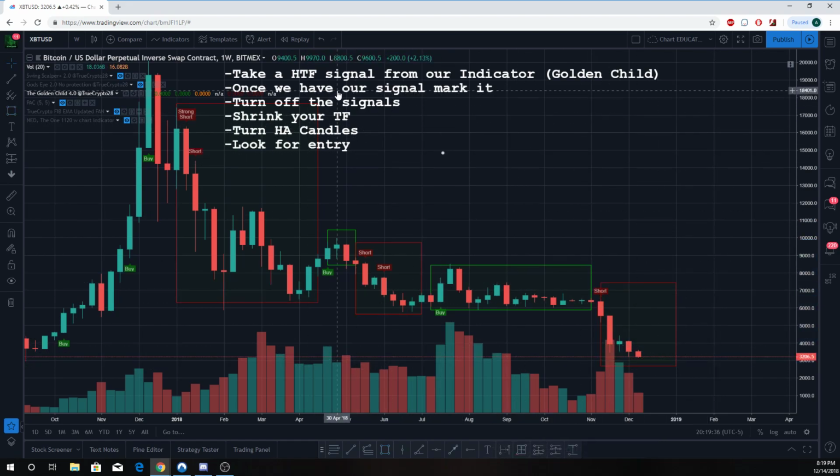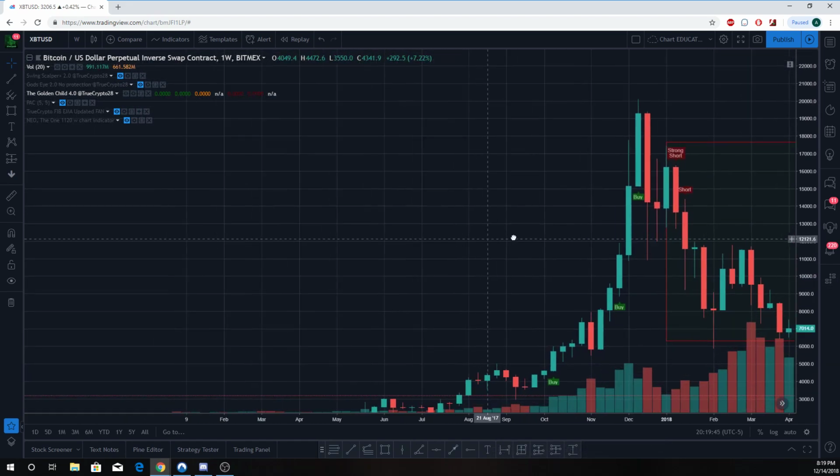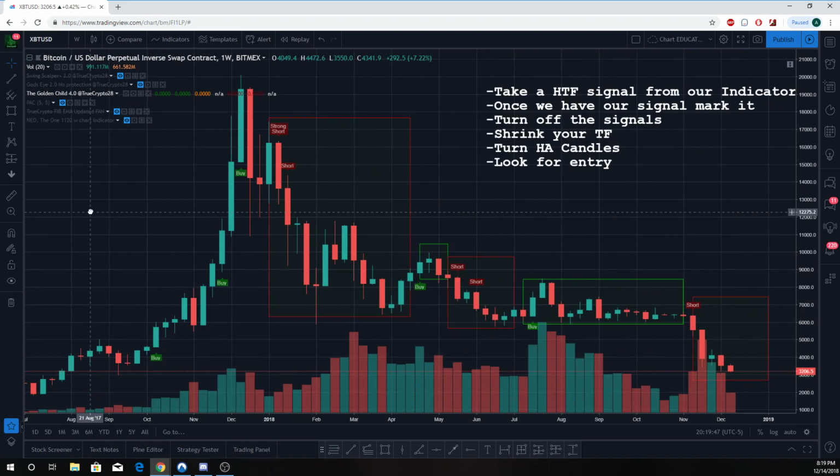Alright, so here we go. I'm going to get rid of this for the time being, or at least get it out the way. So why did I do this? I marked off red boxes, right? Now normally you would just get your signal and you would trade everything short until you were long, right?